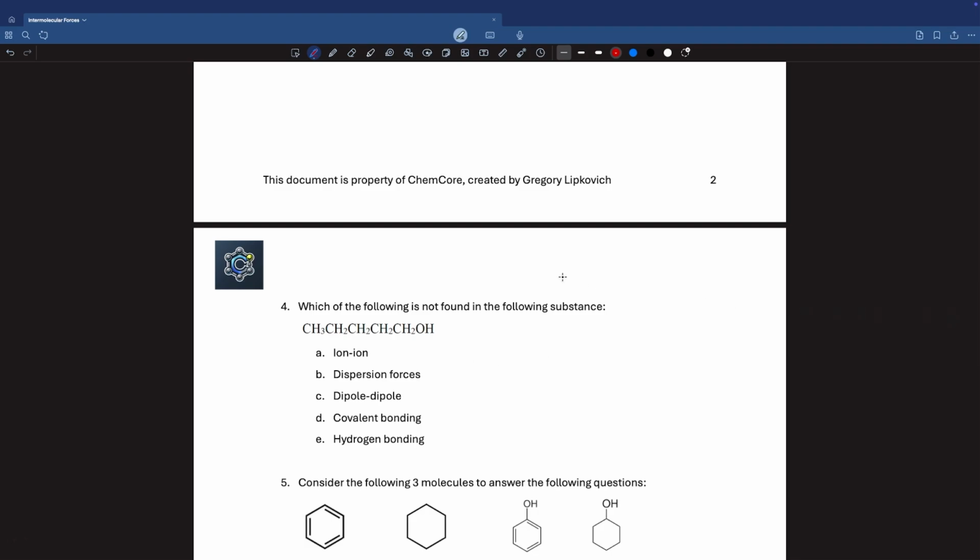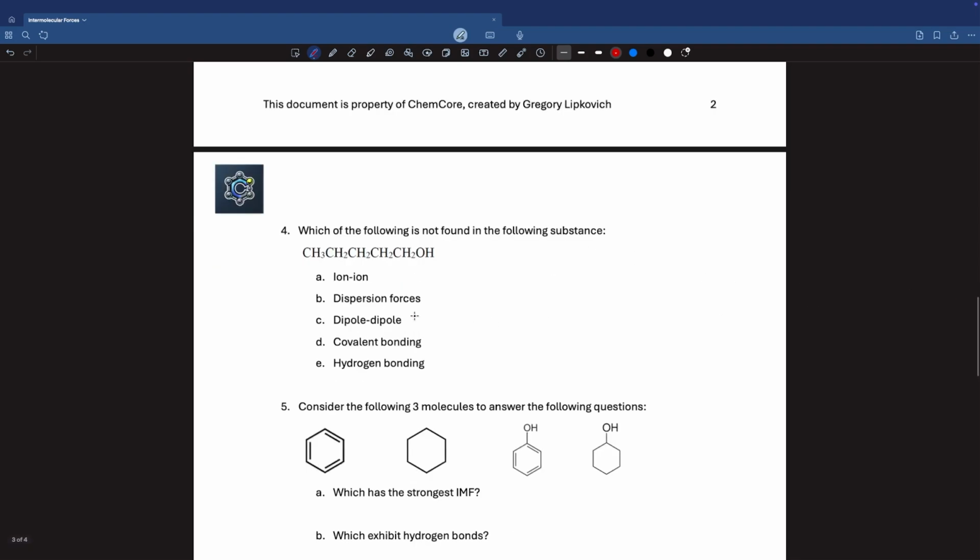Which of the following is not found in the substance? Let's just go one by one. Dispersion forces, it's covalent, so definitely there.